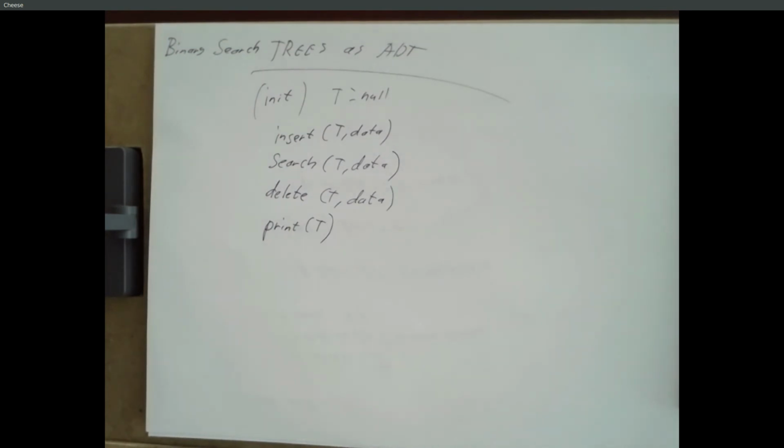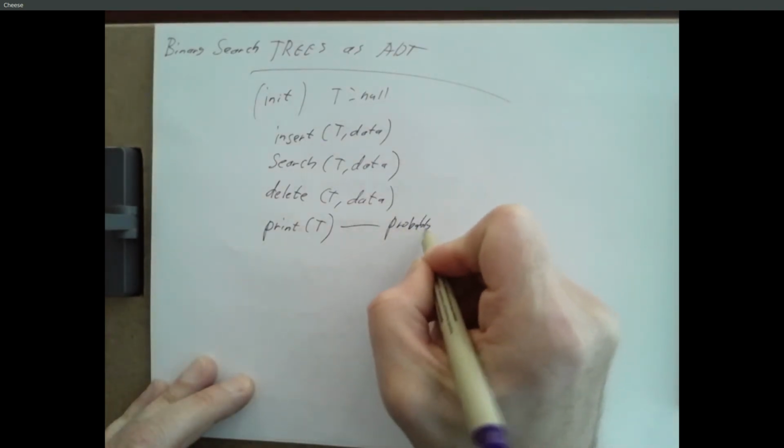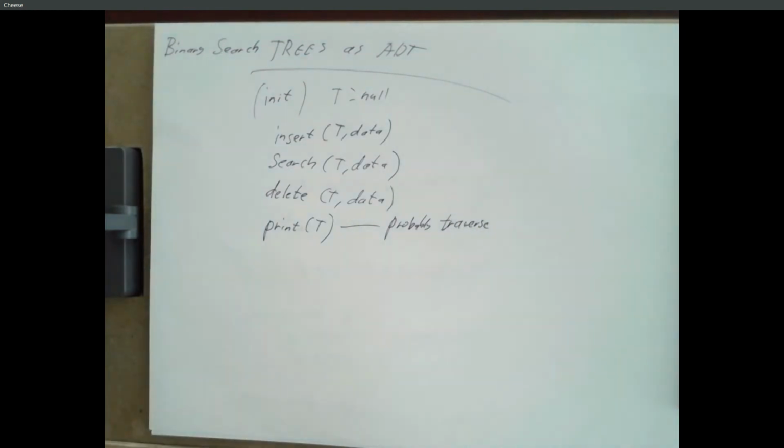And print is not a terribly useful function, because we don't always want to print. Probably what we want to do is somehow traverse the data in this tree. So we can say, every time I call this function, I want a new node from this tree, and I want to get these nodes in order. But for us, I'm just going to say print. So print t is just going to print out the nodes in order with spaces between them or something like that. But this should probably be some sort of traversal function.